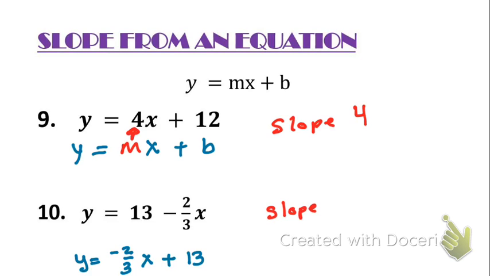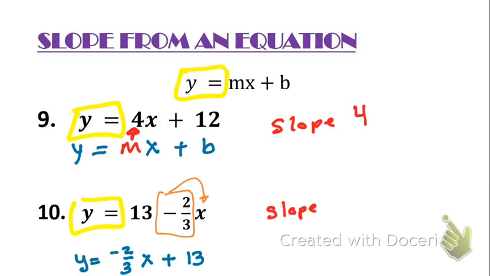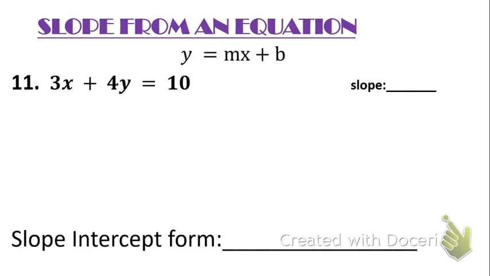Now granted, you really didn't have to do all that. You need to remember that the slope is always next to the x. But it also needs to always start with y equals. Okay, that's very important. Has to be in y equals. All right, so the slope for this problem is negative 2/3. That's simple.